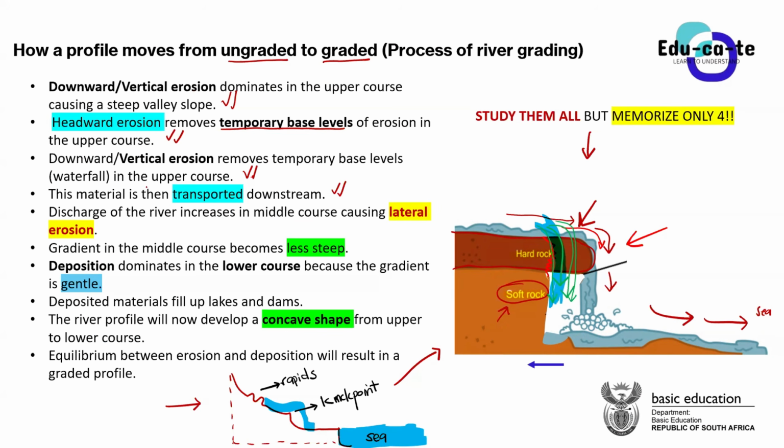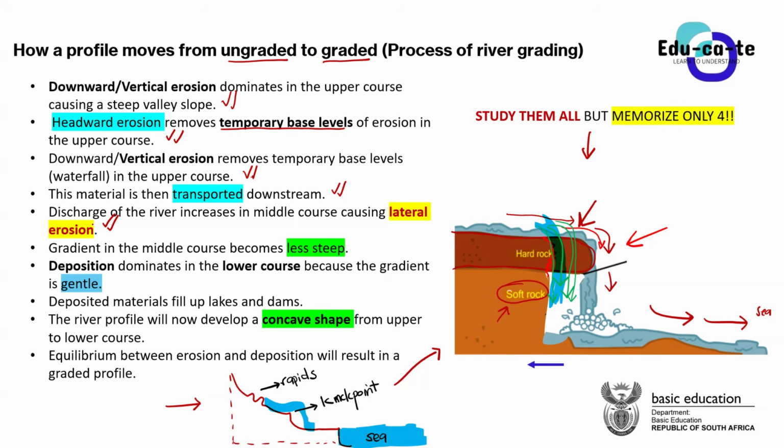Yes. So one of the things that happens, the discharge of the river increases in the middle course, causing lateral erosion to increase as well. At the middle course, as we explained in the river profile, the discharge of the river increases because remember that there are more tributaries joining there. So there's an increased volume of water, and that increase in discharge causes lateral erosion. It causes the river to become wider and wider.